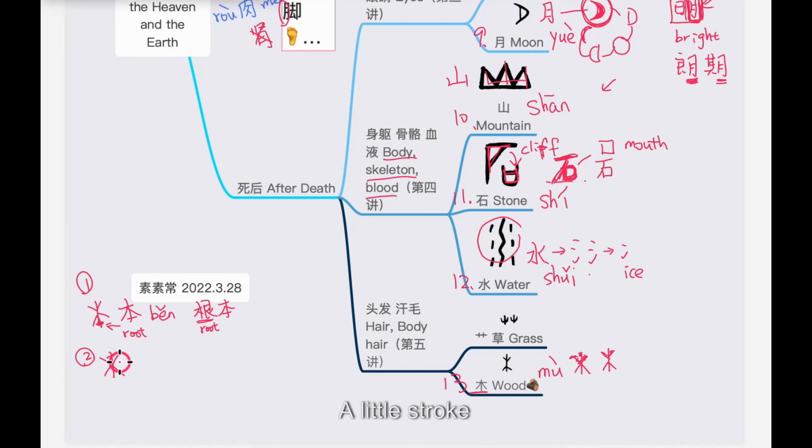A little stroke on top. And today we write it like this. We have a longer horizontal stroke on top of this mu, called mo. Mo means the end.